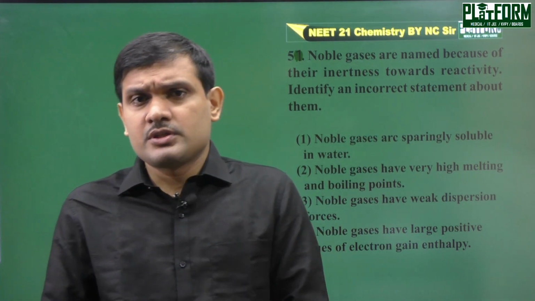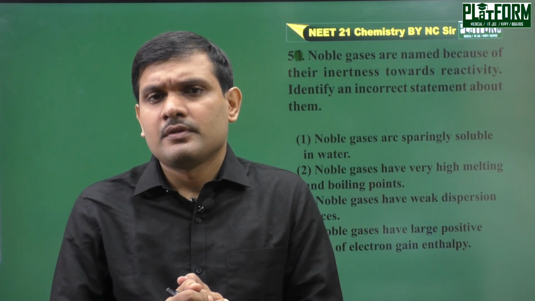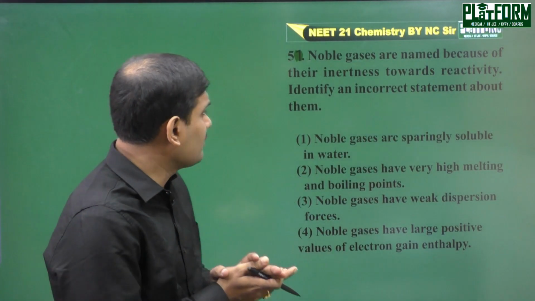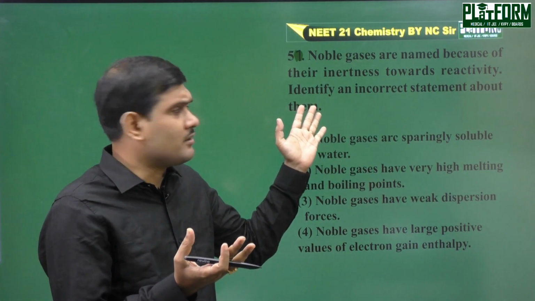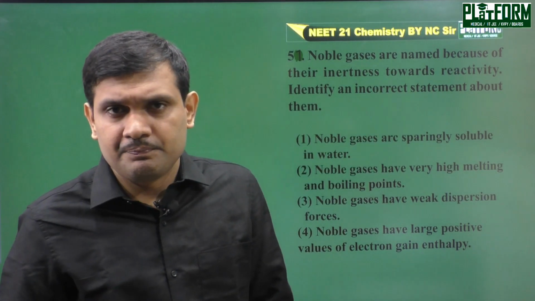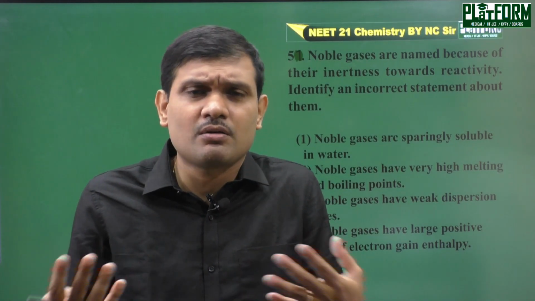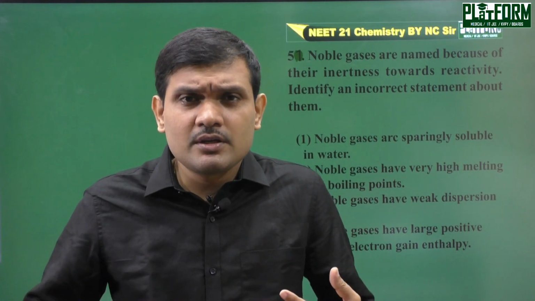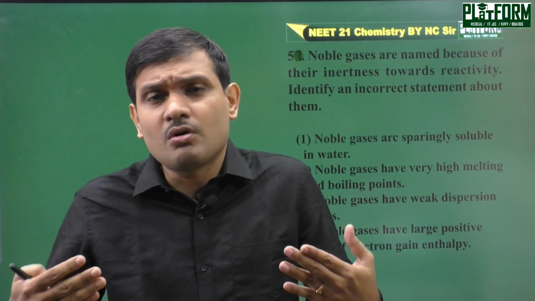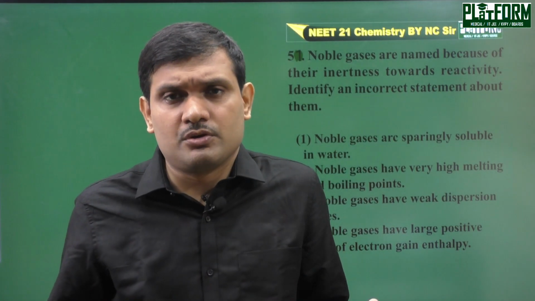Now the first question, question number 51, is from P block, class 12, group 18 elements. It is said that noble gases are named because of their inertness towards reactivity. Identify the incorrect statement about them. It is a very simple question. If you don't know much about chemistry, you can also answer it. Since group 18 elements are called noble gases, that is, they are gases, and we all know gases have very low melting and boiling points.